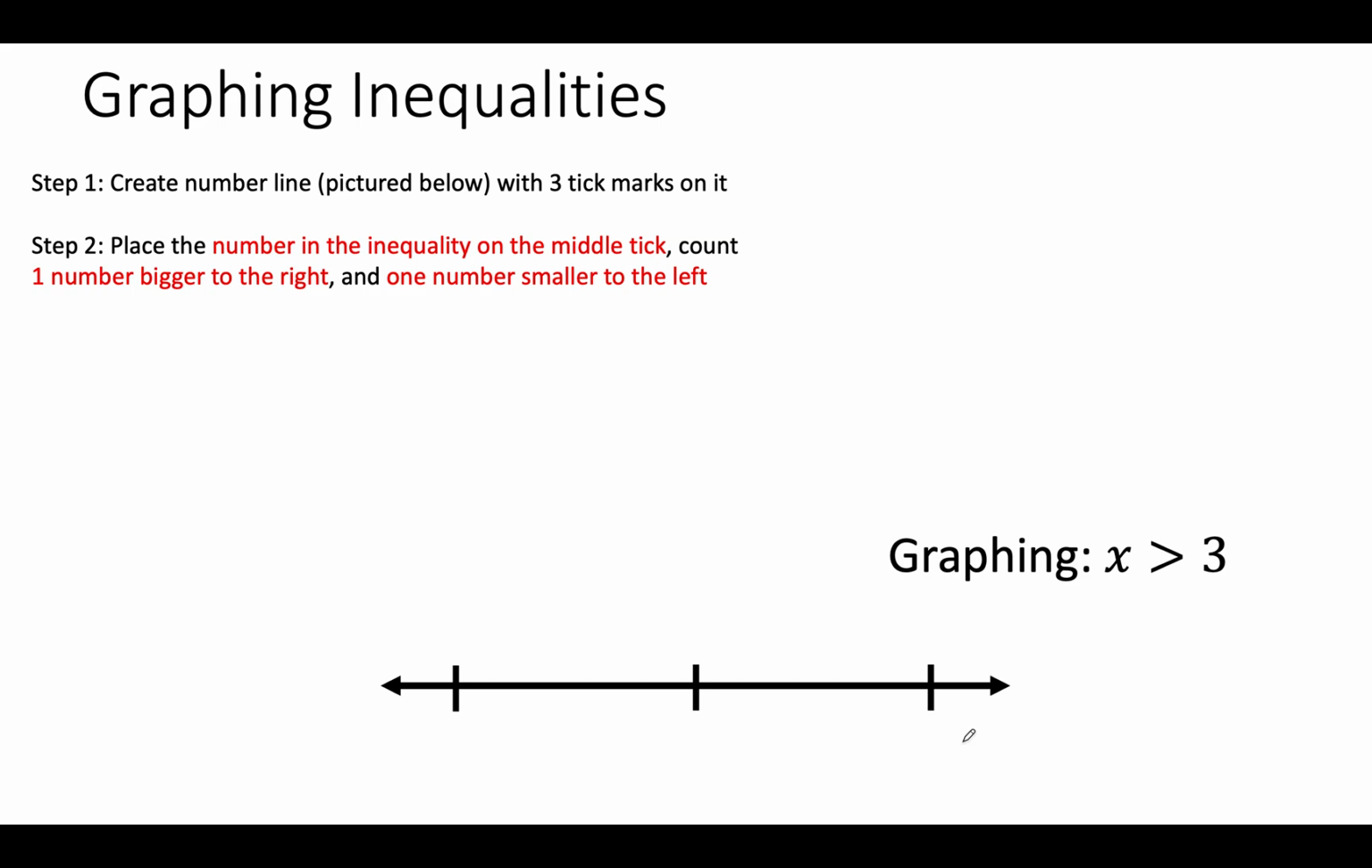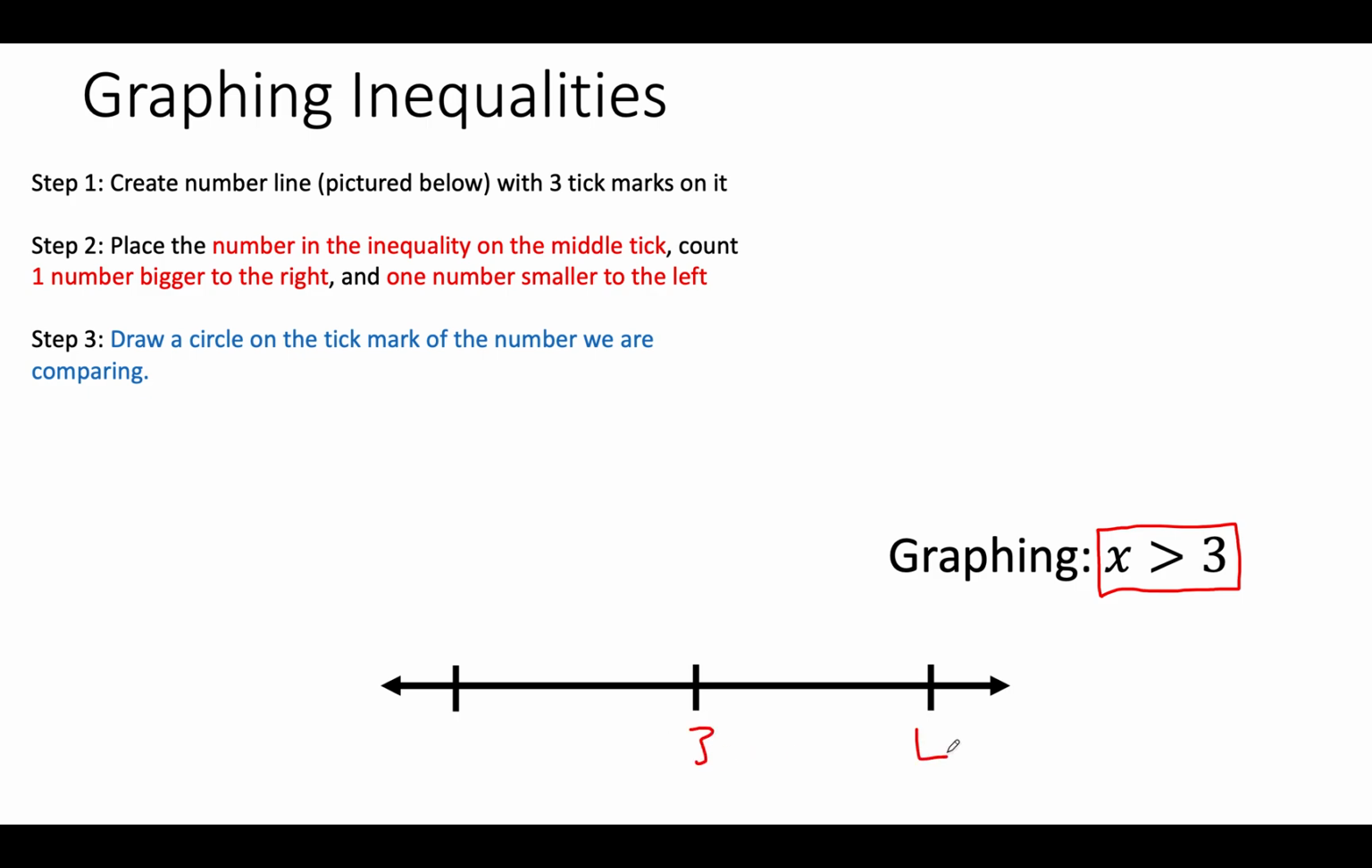Step 2, we're going to place the number in the equality on the middle tick mark. Our equality here is x is greater than 3. That's what we're working with. So we're going to put 3 in the middle, and then on the right, we're going to count one number above, and on the left, we're going to count one number below. So with 3 in the middle, we have 4 as one number above, and 2 as one number below.